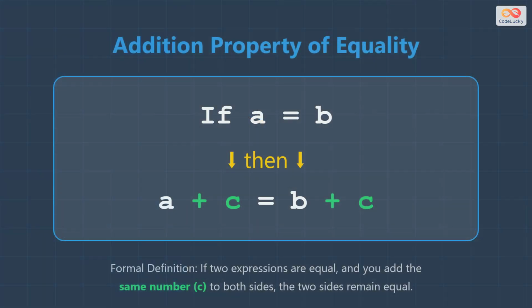Here is the formal definition. If A equals B, then A plus C equals B plus C. In plain English, this means if two things are equal and you add the same number to both of them, they will still be equal. This is the addition property of equality.